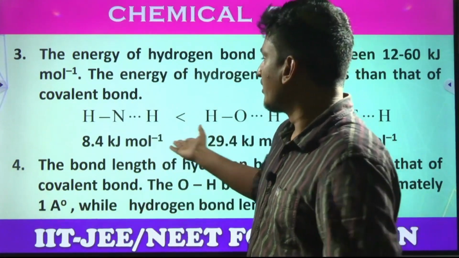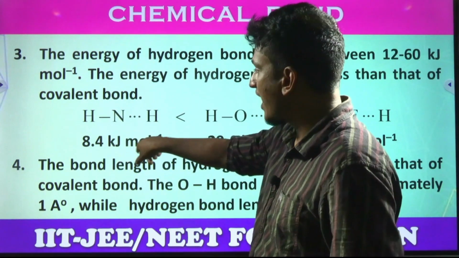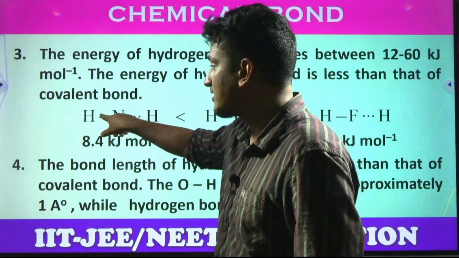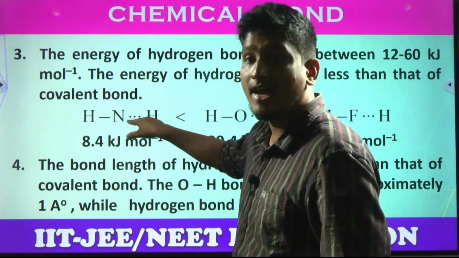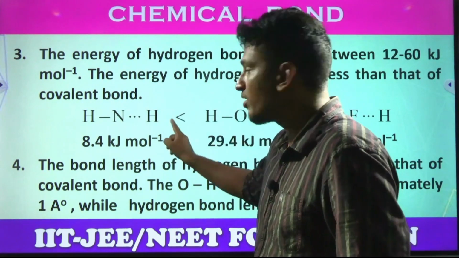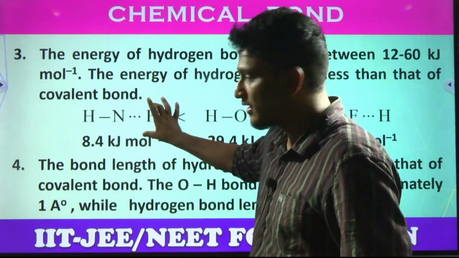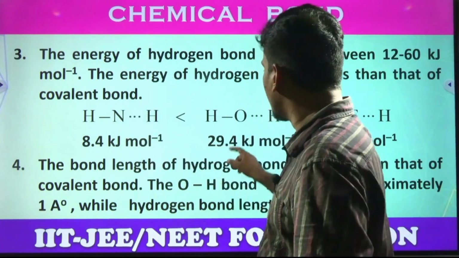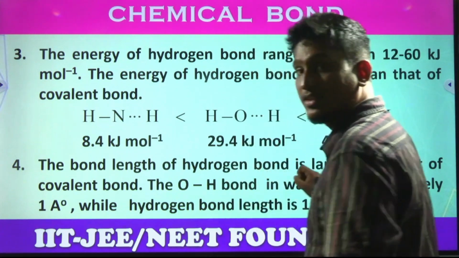You can see the bond energies of this hydrogen bonding are given. Look here, the values are given not between this and this. This is the normal covalent bond. These are the values for the dotted lines. Nitrogen atom of one molecule, hydrogen atom of another molecule, this attraction is hydrogen bonding. How much? 8.4 kilojoules per mole in the case of nitrogen, 29.4 kilojoules per mole in the case of oxygen, 42 kilojoules per mole in the case of fluorine.